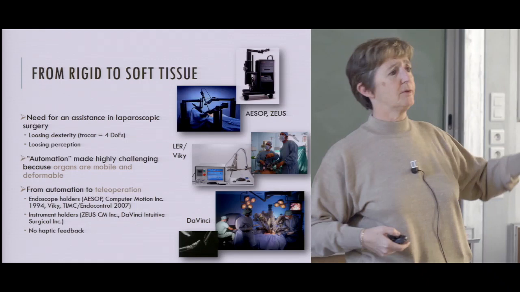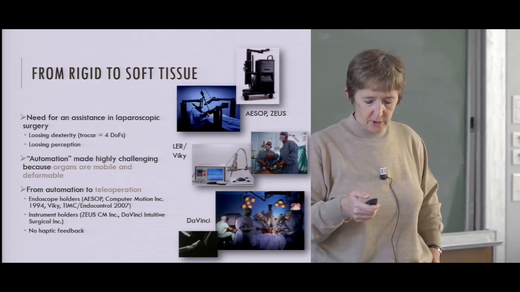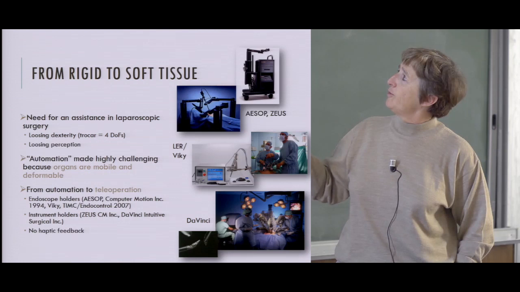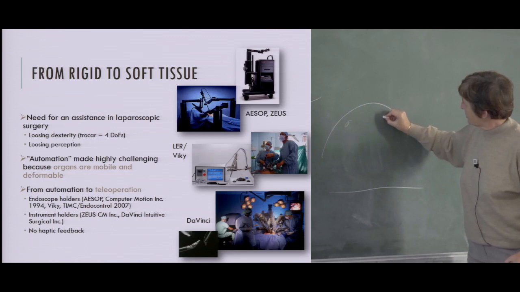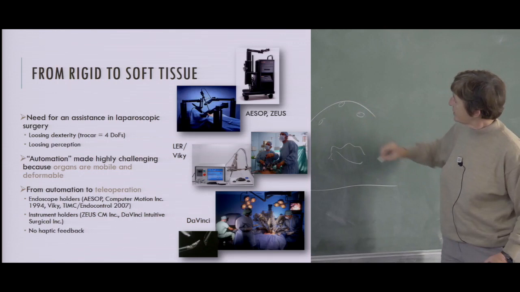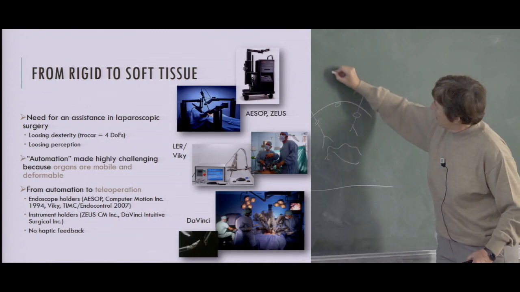An endoscope is a camera which allows you to see inside the body without opening it and to make the surgery. When you perform laparoscopy, it's a surgery where, let's imagine that it's the belly of the patient, you want to operate on something here, and you make some small holes, and you introduce instruments into the body like that. And as I said, you also introduce a camera.